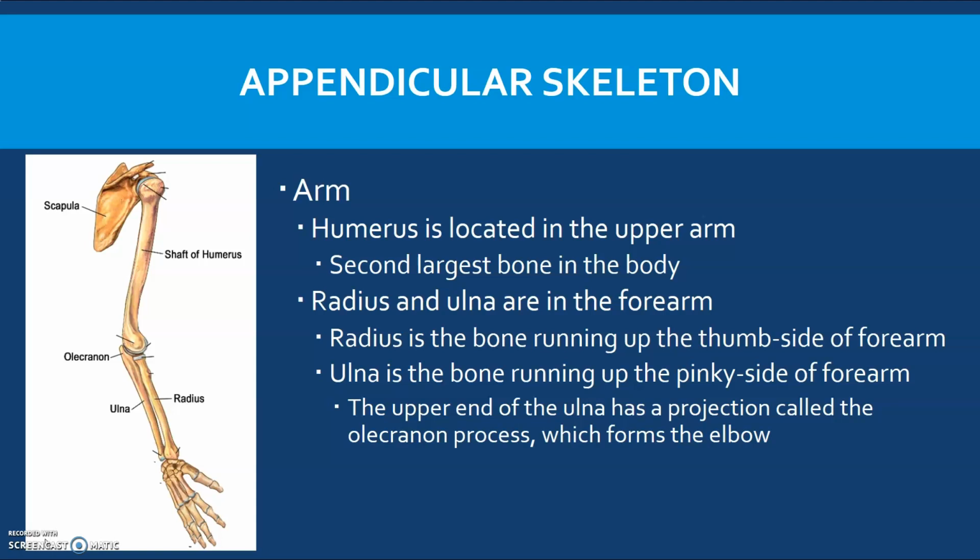In the forearm, you have 2 bones. You have the radius and the ulna. The radius is the bone running up the thumb side of the forearm, while the ulna is the bone running up the pinky side of the forearm. The upper end of the ulna has a projection called the olecranon process, and this process is what forms the elbow.